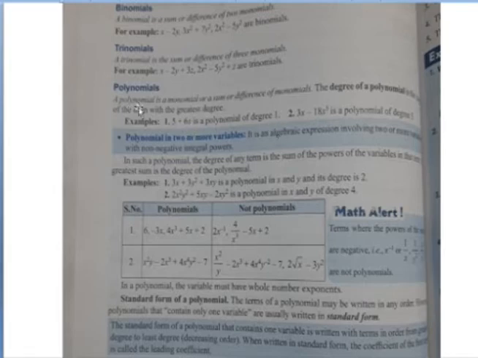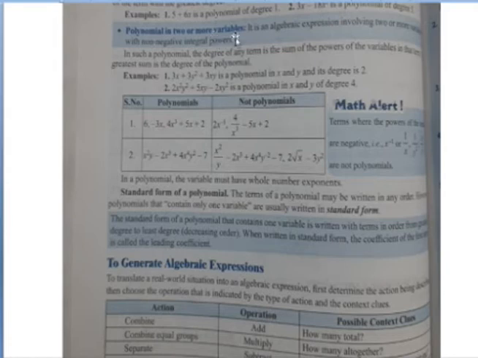Okay, these are polynomials. A polynomial is a monomial or a sum or difference of monomials. Like here 5 is a monomial and 6x is a monomial. So when we add, we get a polynomial. Poly means many terms. Okay, so these are polynomials. Here, polynomial in two or more variables, like in the first example 3x plus 3y square plus 3xy. So here two variables are available, x and y. So two variables are here, and the degree of a polynomial is the sum of the exponents of the variables.